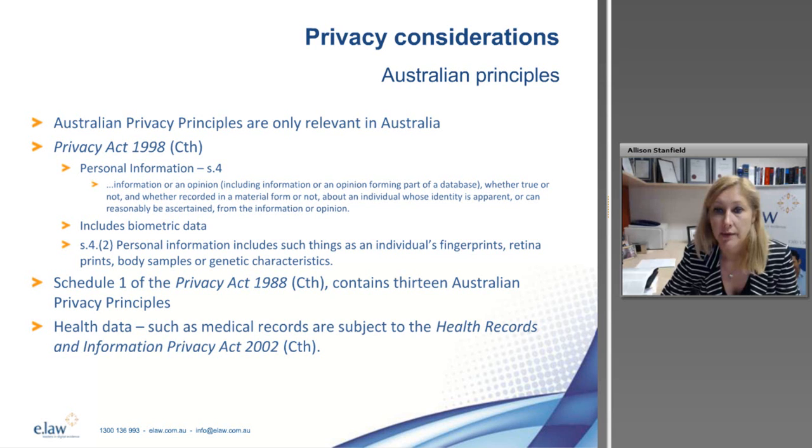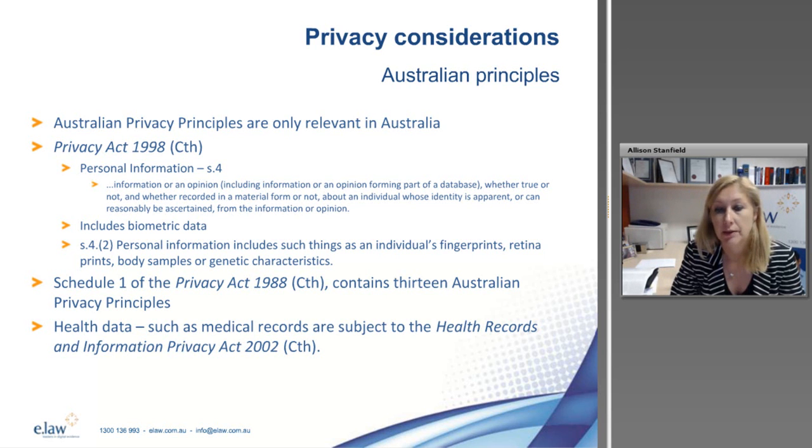All right, so looking at privacy considerations. We recently had an amendment to the Privacy Act, the Commonwealth Act, following a fairly comprehensive review by the Australian Law Reform Commission. The privacy principles used to be known as the National Privacy Principles, but now they're the Australian Privacy Principles. Personal information is defined in section 4 and includes any biometric data. That would include fingerprints and so on, or retina prints, body samples and so on.